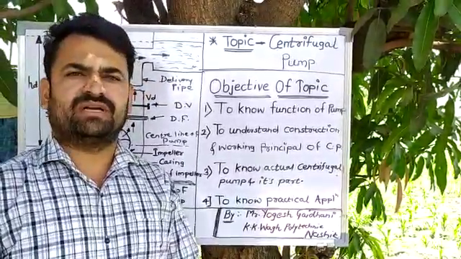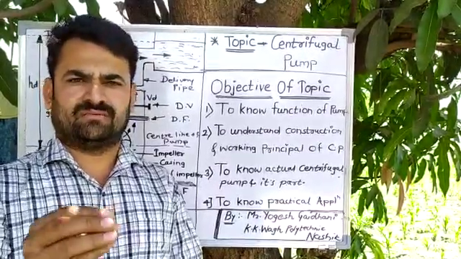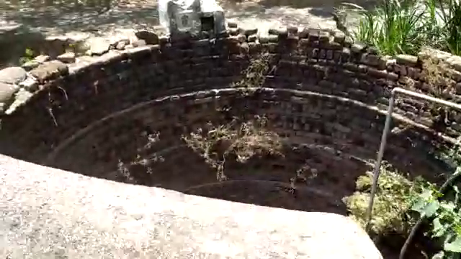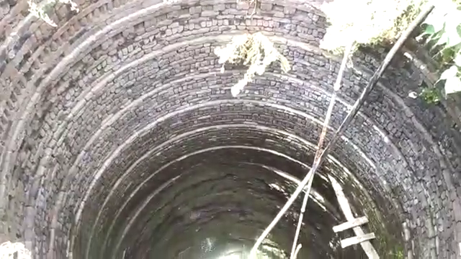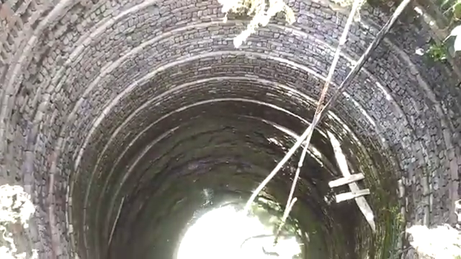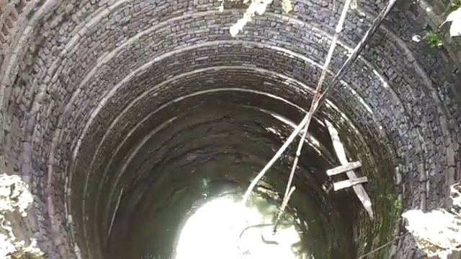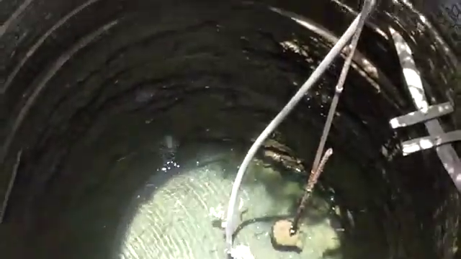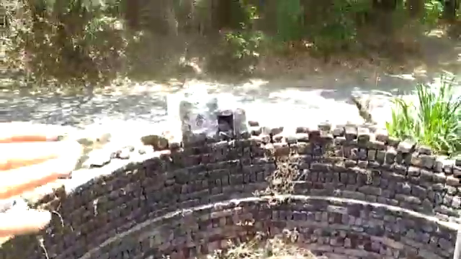Pump is a very important device that we use in day-to-day life. Let us see one practical example of the pump. See friends, this is a well. Here we can see clearly water is available at the lower level. So pump is a device which lifts the water from that lower level, pressurizes it, and after pressurizing it, delivers it to the required height, for domestic purpose and for agriculture.